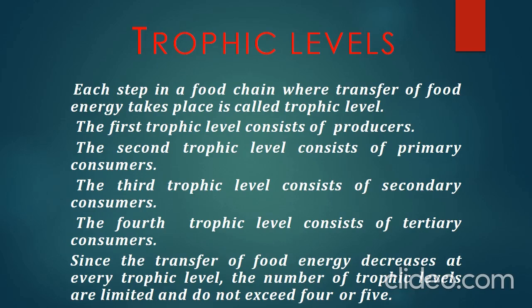Trophic levels. Talking about the trophic level, each step in the food chain where the transfer of food energy takes place is called trophic level. The first trophic level consists of producers, the second trophic level consists of primary consumers, and the third level consists of secondary consumers. Fourth trophic level consists of tertiary consumers. Since the transfer of food energy decreases at every trophic level, the number of trophic levels are limited and do not exceed 4 or 5. Okay, so this is all about the trophic level, food chain, and food web.